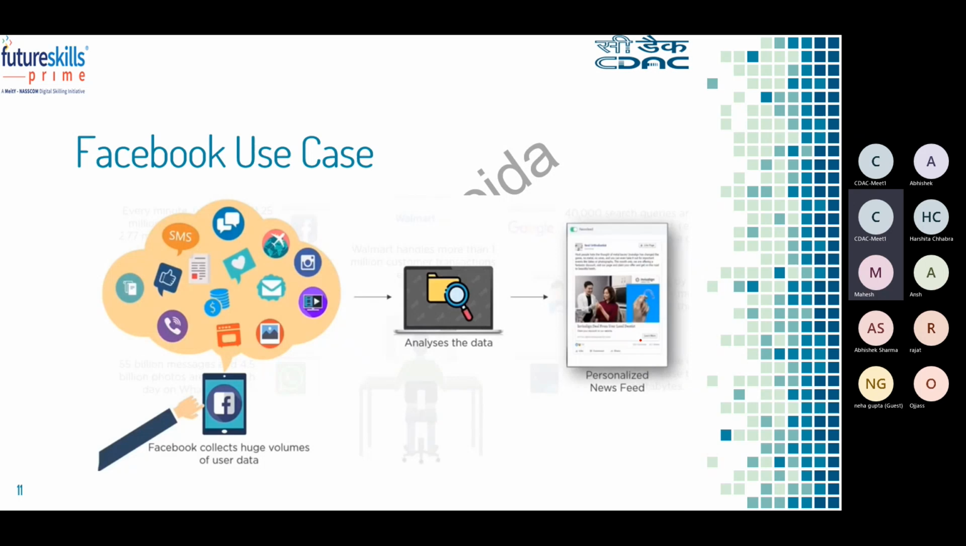To show related posts. Yes, they show related posts, and they use it by different means. They will track your cookies. Now they have added this facial recognition feature. If you remember, they give you tag suggestions. They will analyze your likes and your dislikes.